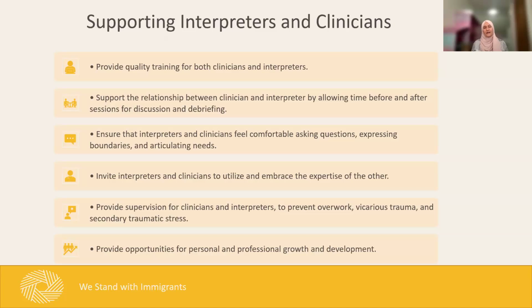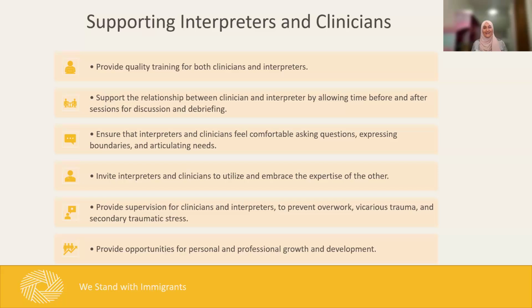So how can organizations or agencies support interpreters and clinicians? There are several ways both can be supported. One is providing quality training for both clinicians and interpreters. They both need training in understanding the role of each party and how they can collaborate to make sure that they are doing their best to serve their clients. Support the relationship between clinician and interpreters by allowing time before and after sessions for discussion and debriefing.